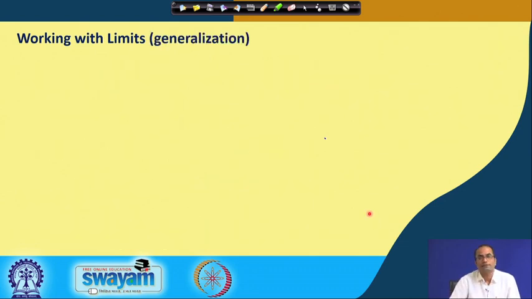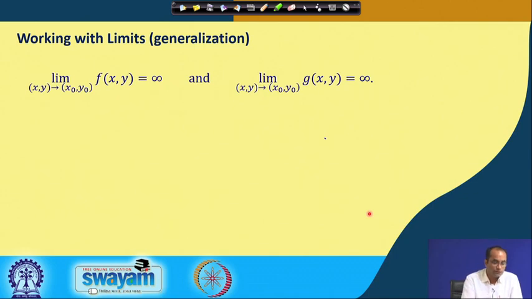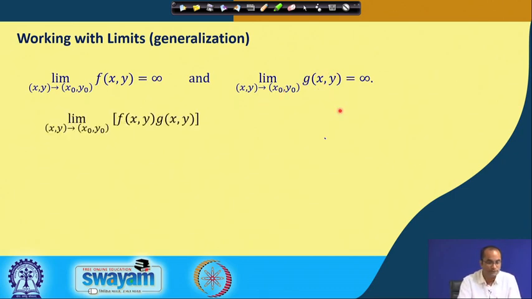Some more generalization of these working rules: we can also work when we have infinities. So, if the limit of f(x,y) as (x,y) goes to (x0,y0) is infinity, and the limit of g(x,y) as (x,y) goes to (x0,y0) is also infinity, in that case we can compute the limit of the product of these two functions f(x,y) g(x,y) as (x,y) goes to (x0,y0). So, infinity times infinity, plus infinity.